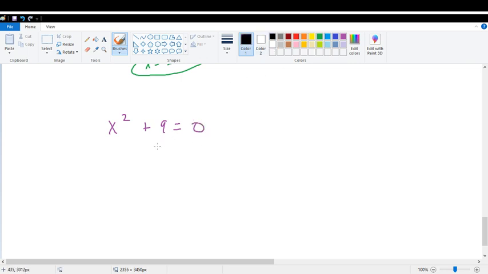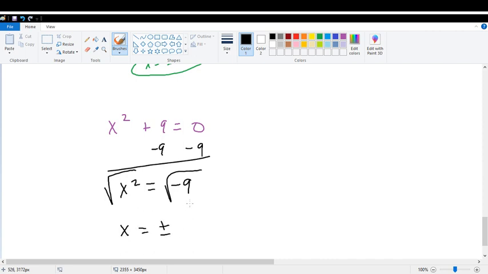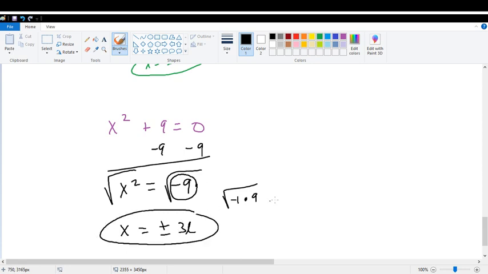So let's subtract 9 on both sides. You get x squared equals negative 9. Square root both sides. And so the root of x squared is just x equals plus or minus. Notice this is a negative 9, so I know that it has a factor of negative 1 and 9. And the root of negative 1 is i. The root of 9 is 3. So my answer is going to be plus or minus 3i.